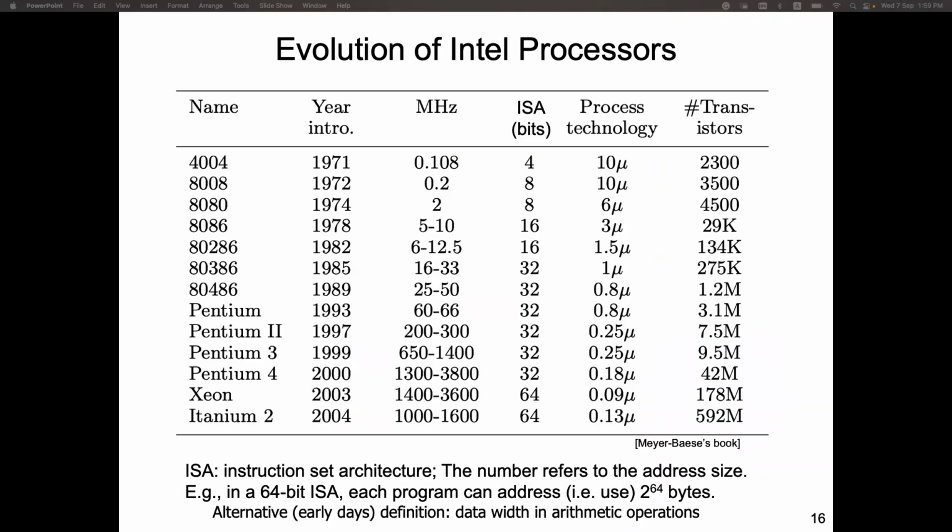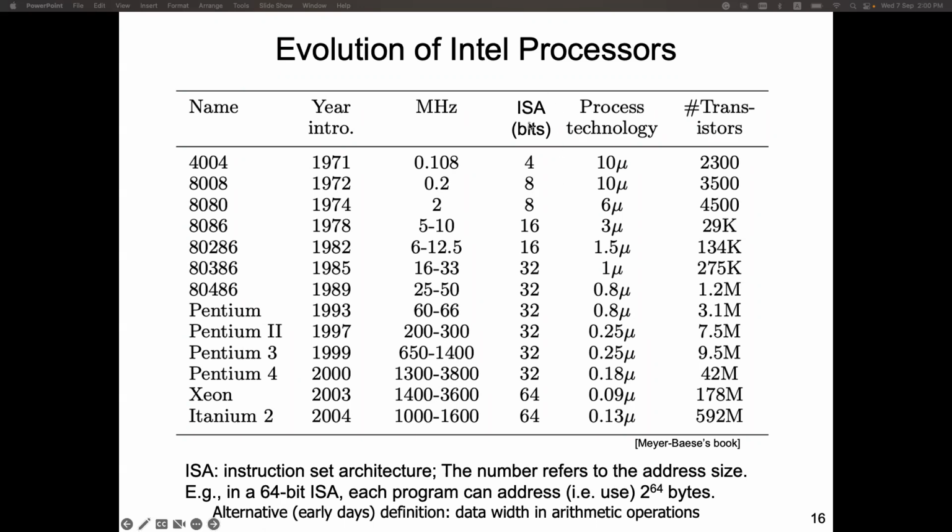Here is a table summarizing the evolution of Intel's processors. This table is taken from one of the reference books here. This is the CPU name, the year of introduction into the market. This is clock frequency. Basically, clock frequency increases exponentially in the early phases, but it saturates around 4 or 5 gigahertz. It won't increase any further, for a reason that we'll talk about later.